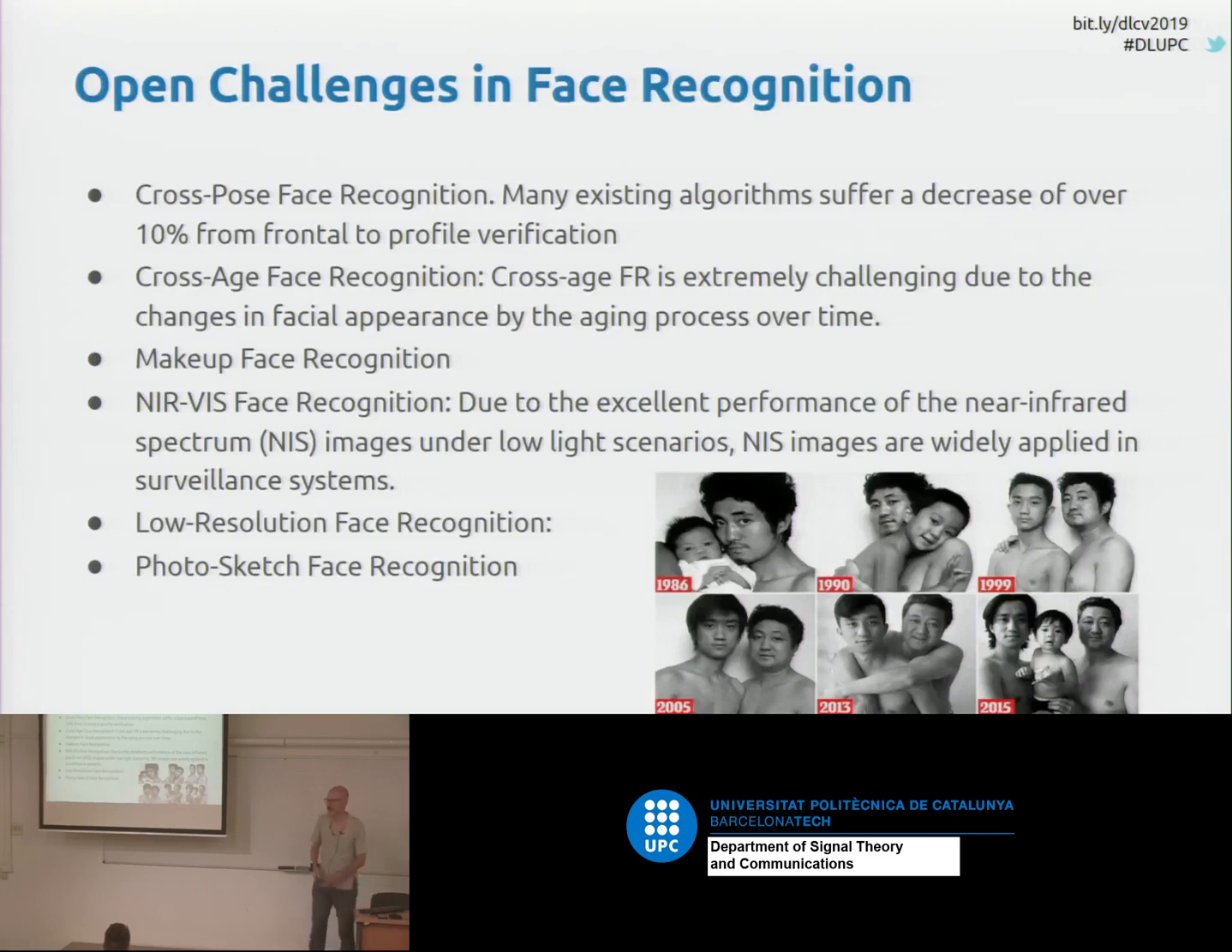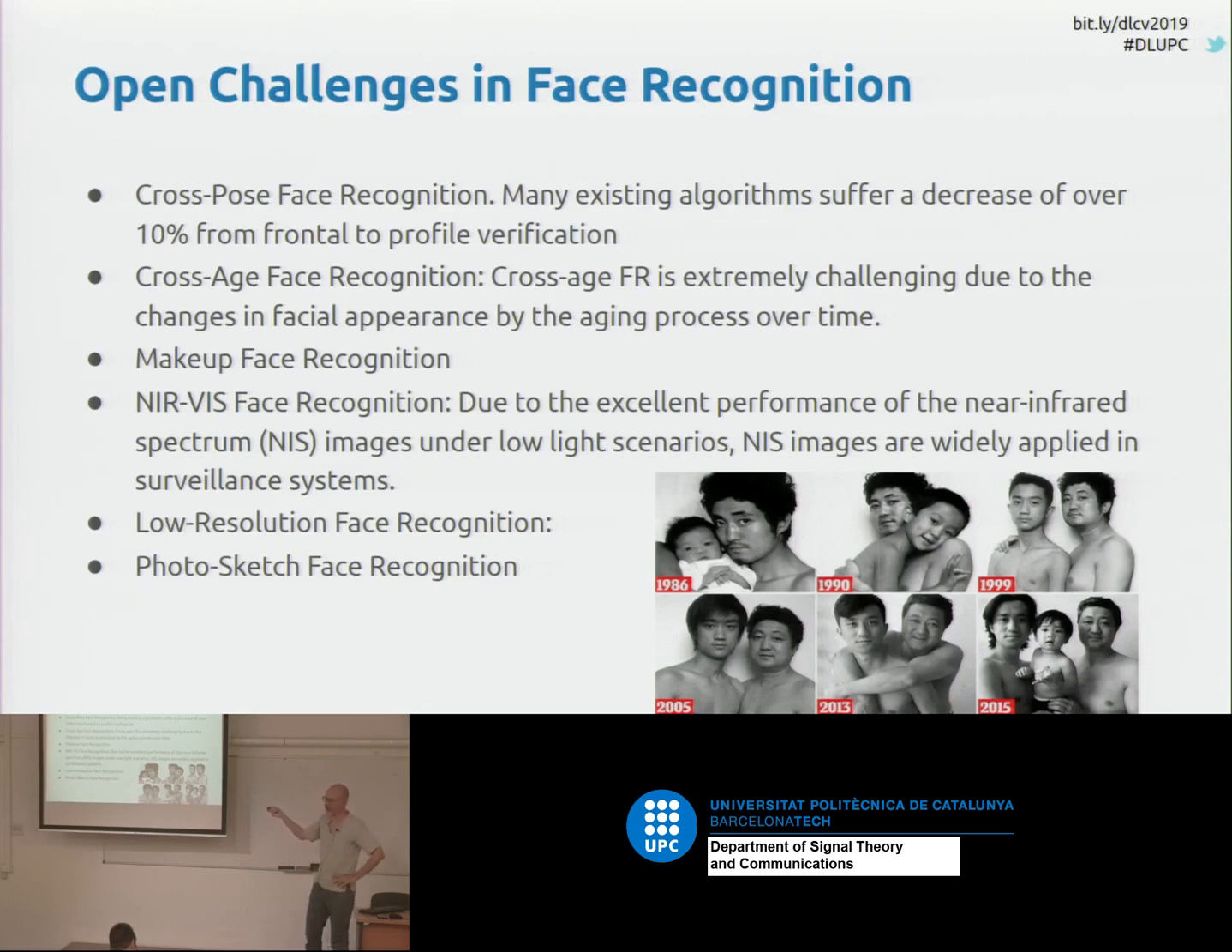To summarize, we still have some open challenges in face recognition. Nowadays there are very good systems for face recognition, but there are still a lot of challenges. For instance, in cross-pose face recognition, if you have frontal images in your training set and then test with profile images, the performance drops quite a lot. Also, the age of the persons is a problem, because we experience a lot of changes over time, and we look quite different when we are old and when we are young.